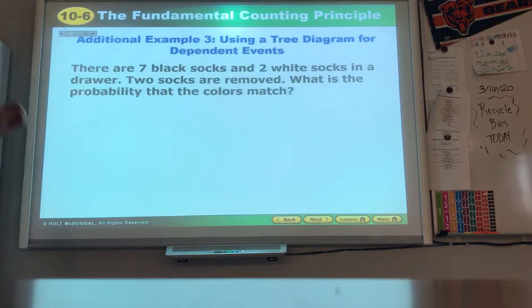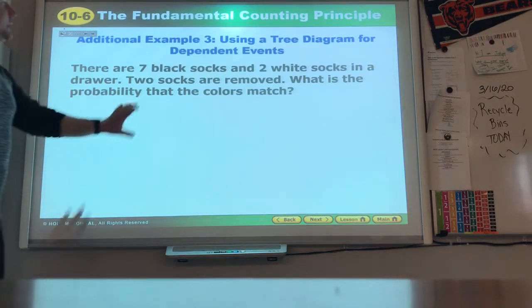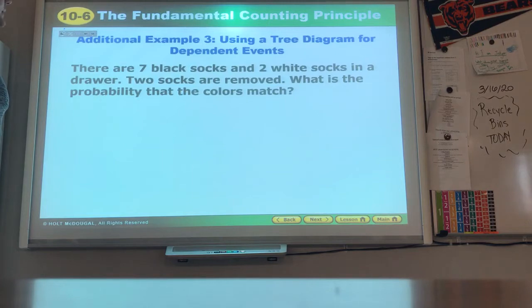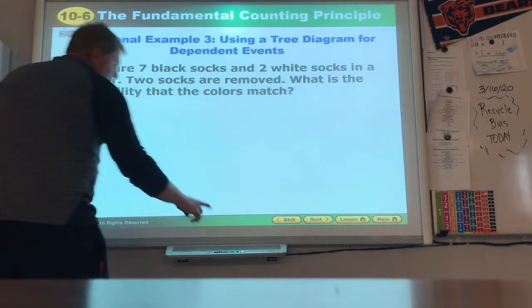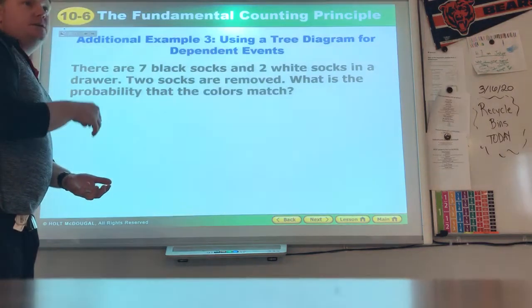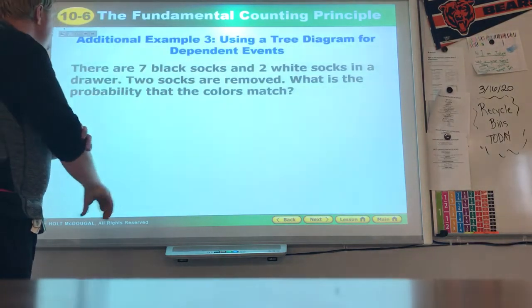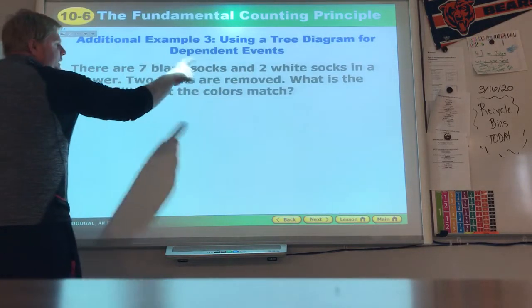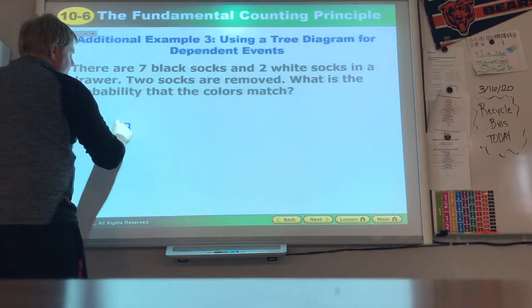Now, there are 7 black socks and 2 white socks in a drawer. 2 socks are removed. What is the probability that the colors match? This is one of the ones where you got to think a little bit. So, the other day, we had that marble bag and we drew into it and didn't replace. So it changed what the outcome was. So let's think. How many total socks are in the drawer? I see 7 black, 2 white. That means there are 9.